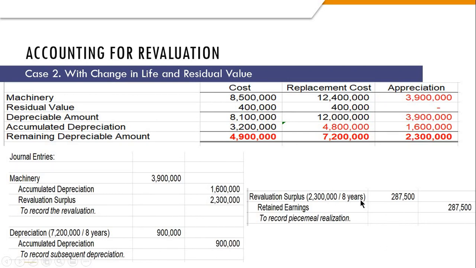Now, the revaluation surplus naman na 2.3 million, i-divide natin siya by 8 years to, kumbaga, to realize, no? For piecemeal realization. So, dinebit natin si revaluation surplus na 287,500, no? Tapos nilipat natin siya sa retained earnings. Okay, that's the piecemeal realization of the revaluation surplus.